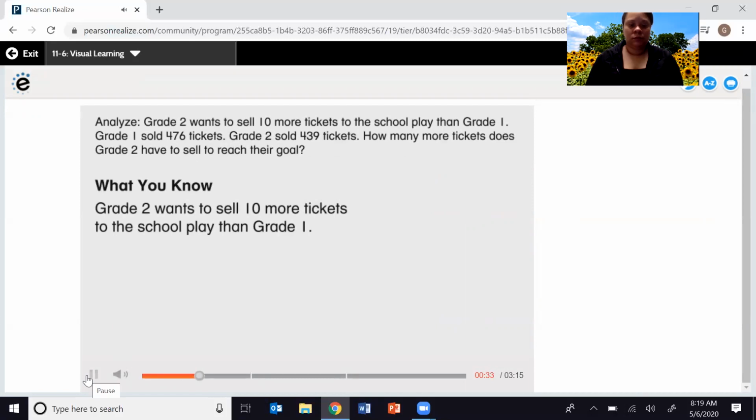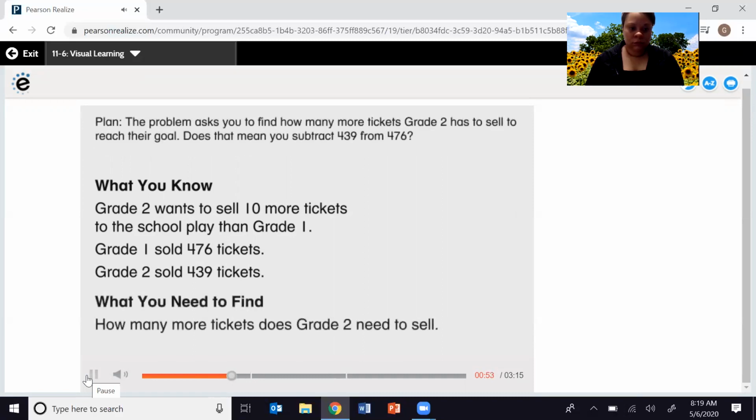Grade 2 wants to sell 10 more tickets to the school play than grade 1. Grade 1 sold 476 tickets. Grade 2 sold 439 tickets. How many more tickets does grade 2 have to sell to reach their goal? The problem asks you to find how many more tickets grade 2 has to sell to reach their goal. Does that mean you subtract 439 from 476?